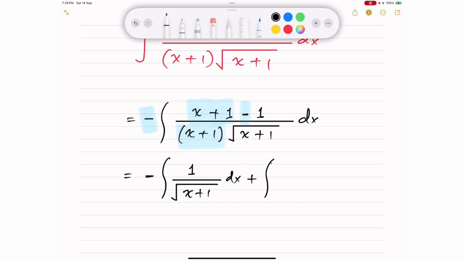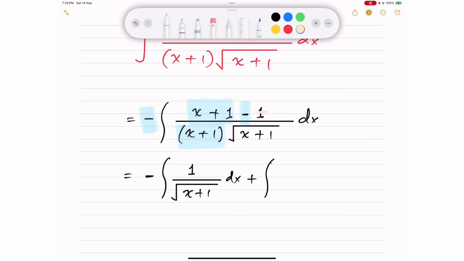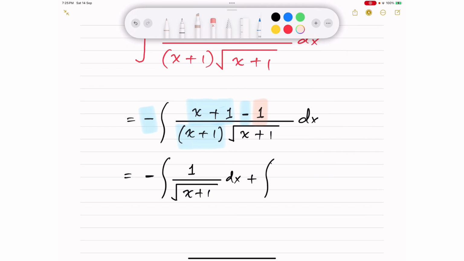And then the second integral, what are we going to have here? Let me highlight it in a different color. We're going to have 1 here divided by this whole thing. By the way, in the denominator we have x plus 1 multiplied by the square root of x plus 1. So that can be merged in one term, which is x plus 1 to the power 3 by 2, which is 1 plus half, which is 3 by 2. And we can get it to the numerator, so that's going to give us x plus 1 to the power negative 3 by 2 after we take it to the numerator.